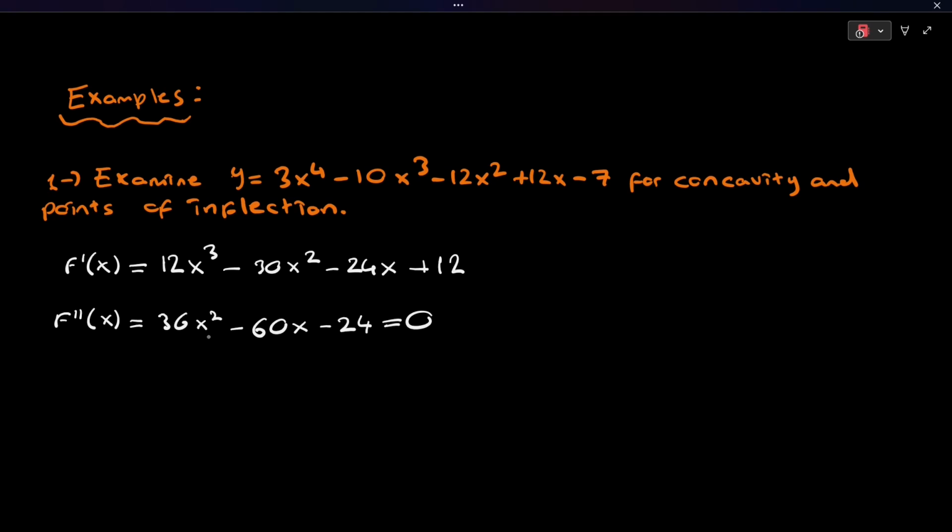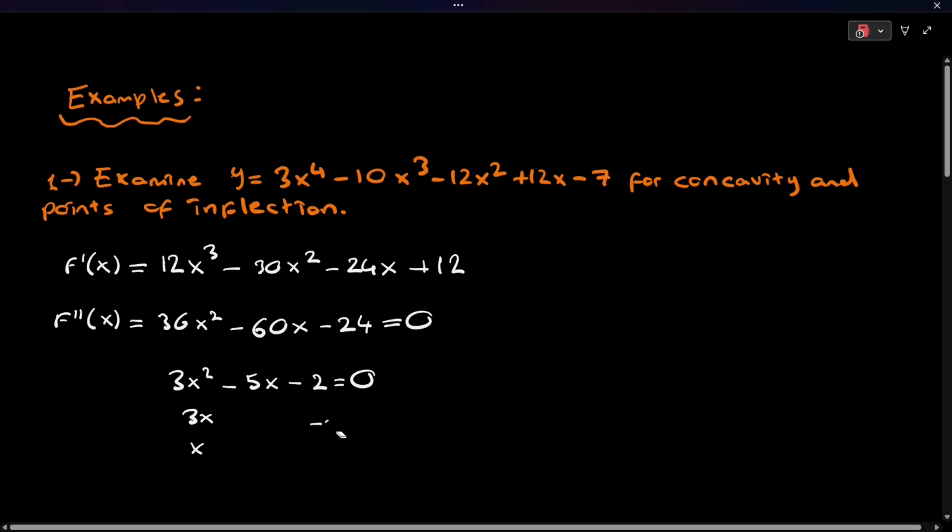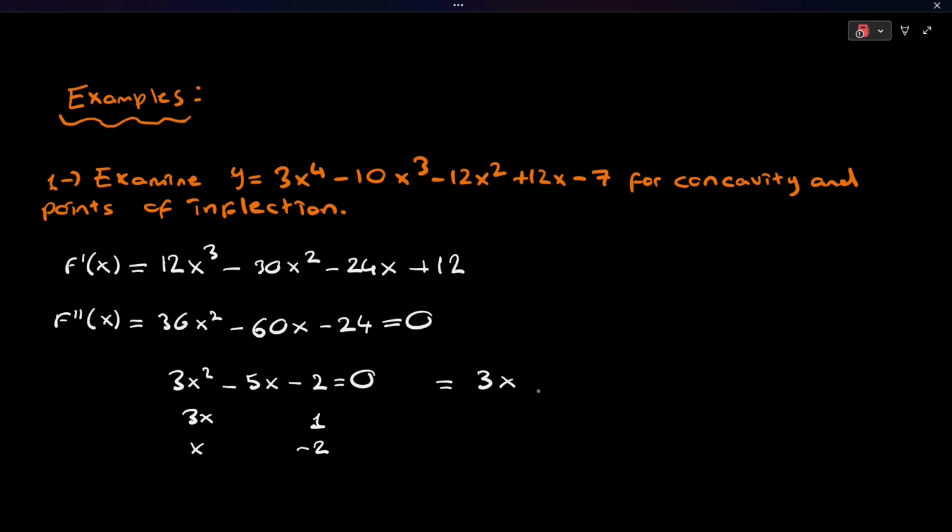All right, really nice. Can we do some simplification? It looks like I can divide everything by 12, which gives us 3x squared minus 5x minus 2 is equal to 0. 3x, x, negative 2, and 1. So this is equal to 3x plus 1 multiplied by x minus 2.